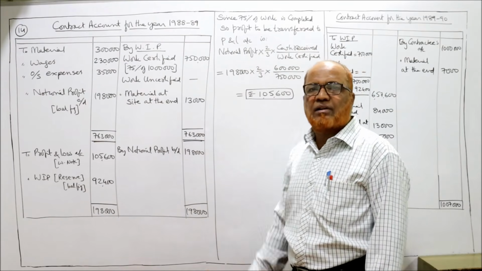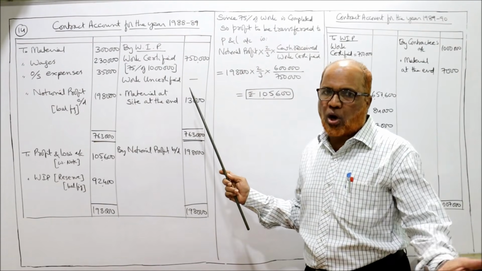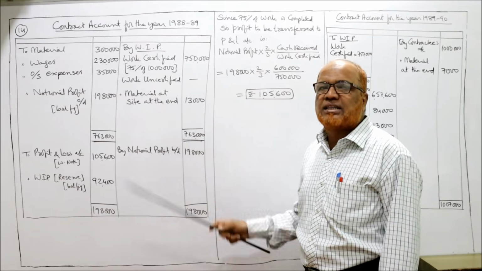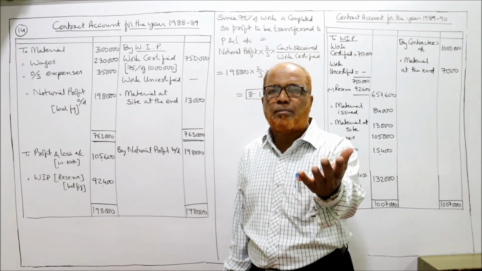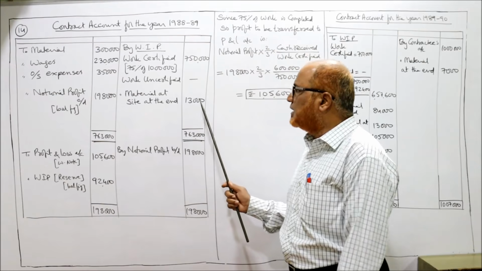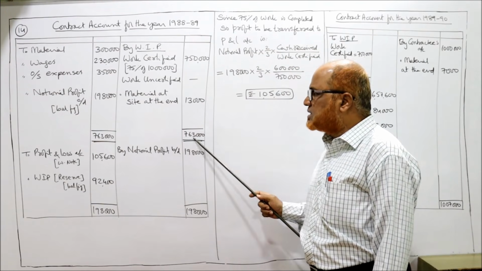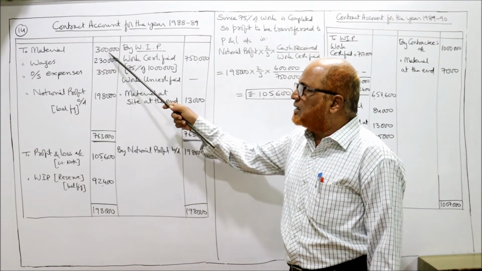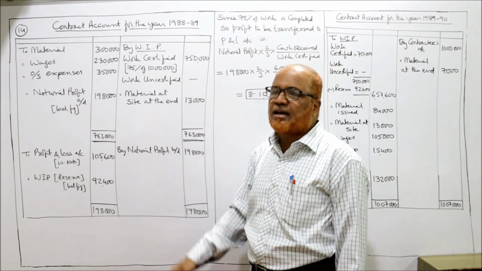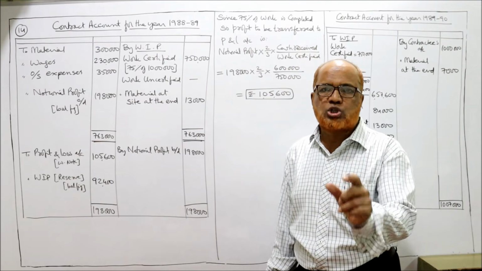75% of 10 lakh, 7,50,000. Work uncertified is not given. Material at site at the end: at the end of the year, how much is the material unused at the site? 13,000. Take the total of the credit side, 7,63,000. Subtract the three amounts, and we get the notional profit, 1,98,000. This is the notional profit.